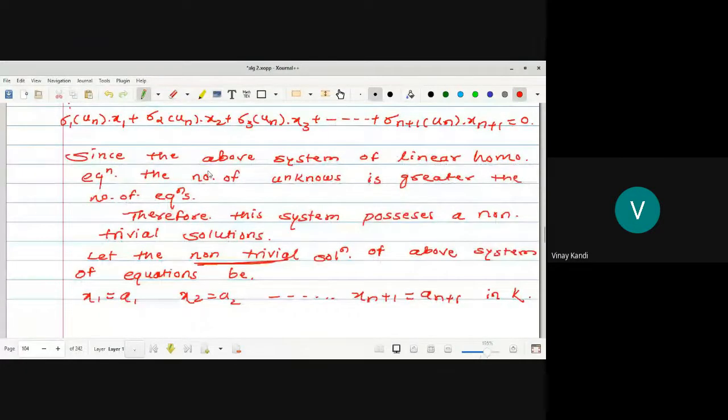Look at it. If this is the above system of linear homogeneous equations, the number of unknowns is greater than the number of equations. Therefore, this system has a non-trivial solution. If suppose the number of unknowns is equal to the number of equations, then that system may have a unique solution or trivial solution. So we cannot find x1 is equal to a1, x2 is equal to a2, x(n+1) is equal to a(n+1). Okay, that's why here we taken sigma n plus 1. आपल्याला नॉन झिरो असायला हवे, नॉट ऑल झिरो.